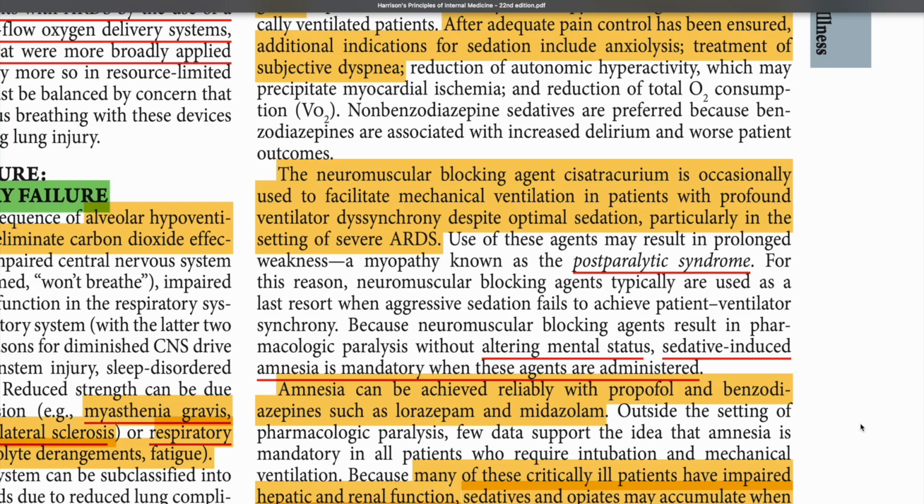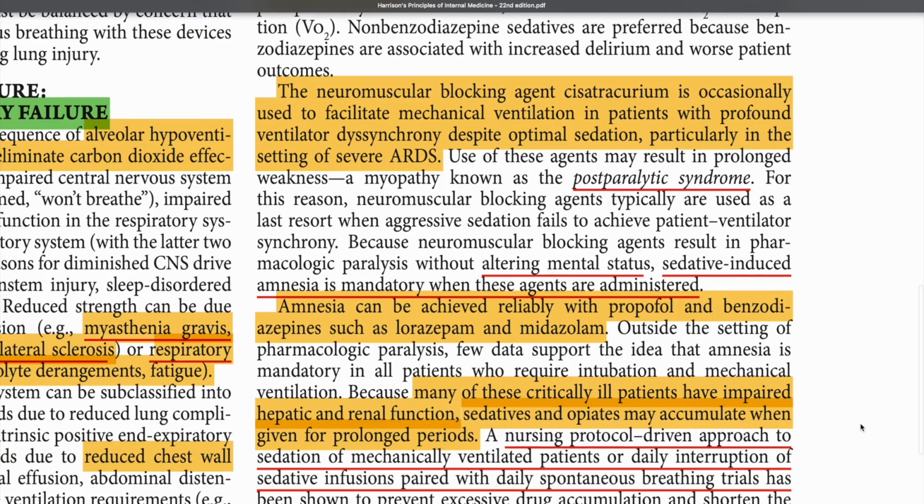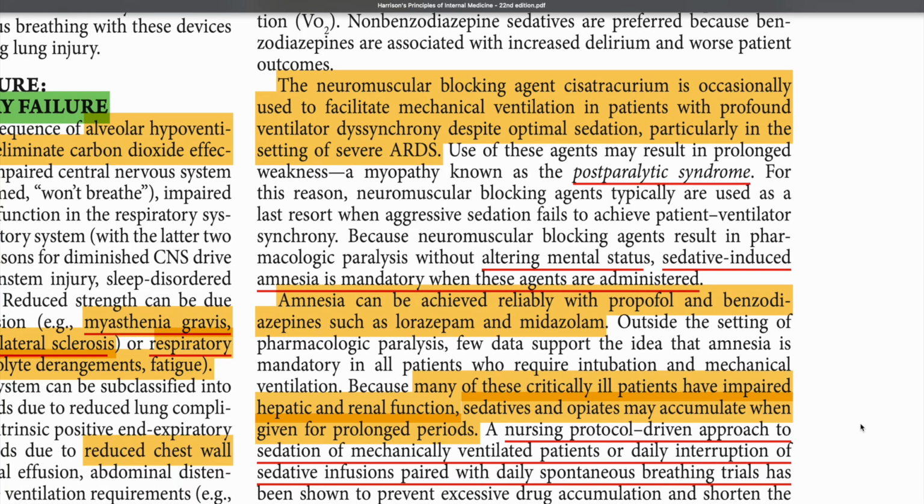Basically, in ICU, patients often will have renal or hepatic dysfunction due to drug accumulation, because a lot of sedatives and analgesics, a lot of drugs will be going to the patients. And importantly, I forgot to tell that patients will have amnesia. It is mandatory for all the ICU patients, or whoever is sedated and mechanically ventilated.